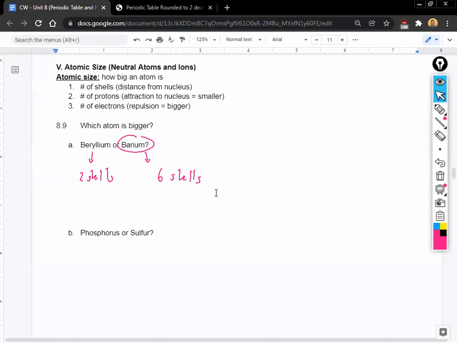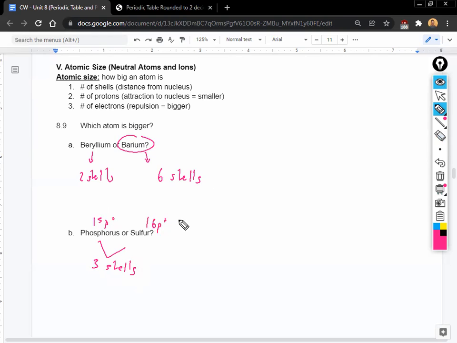Alrighty, guys, let's go over this one. So we got phosphorus and sulfur. How many shells does phosphorus and sulfur have? 3, yeah, they both have 3 shells. Okay. How many protons does phosphorus have? 15. Okay, 15 protons. And how many protons does sulfur have? 16.